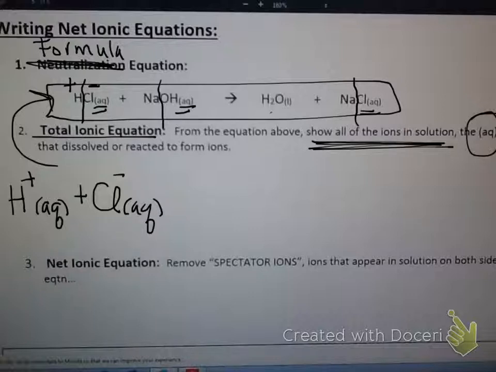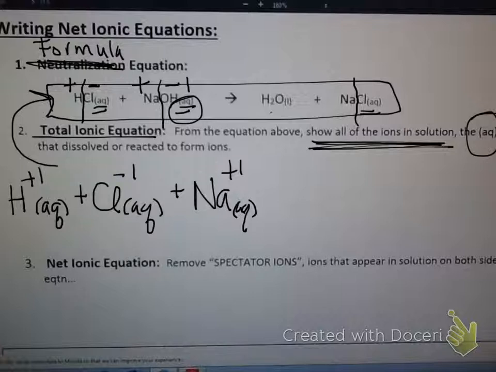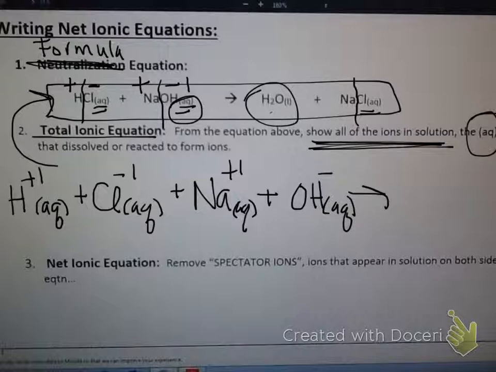They're just dissociated now. I'm going to do the same thing with sodium and hydroxide. Sodium's charge is +1, hydroxide is always -1, so I'm going to write those ions because they're aqueous. I'm going to separate those ions, and then we've got hydroxide. And this is going to yield water plus sodium chloride.